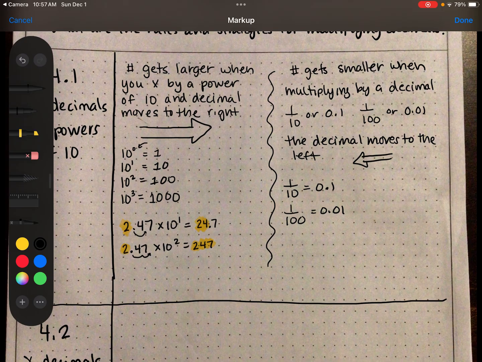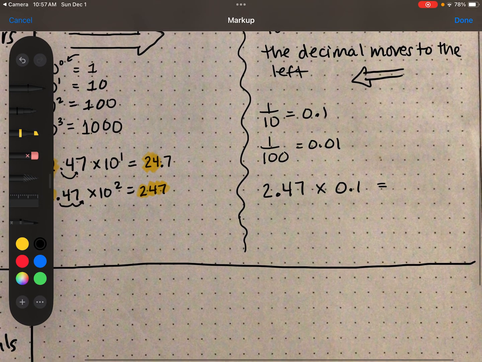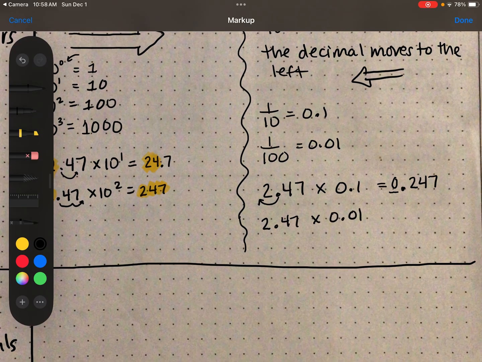So we have 1/10 would be 0.1. It moves 1 place. 1/100th is 0.01. It moves 2 places. So if we start with the same number we did on the left, 2.47, and we multiply by 0.1, this lets us know that our decimal is going to move 1 place to the left. And it becomes 0.247. That's not even a whole number yet. And when we don't have a whole number here, we can fill that in with a 0.